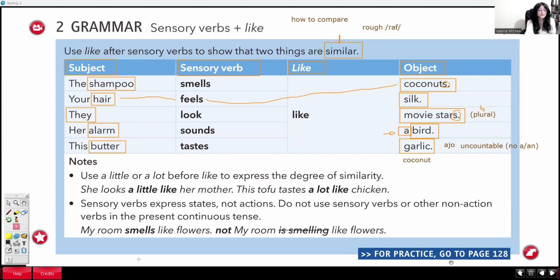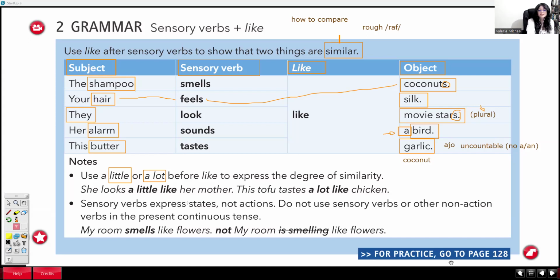Oops, here it is. So we have used a little or a lot before like to express the degree of similarity. So I can say the shampoo smells a lot like coconuts. The shampoo smells a little like coconuts, right? So you can express degree by using little or a lot.